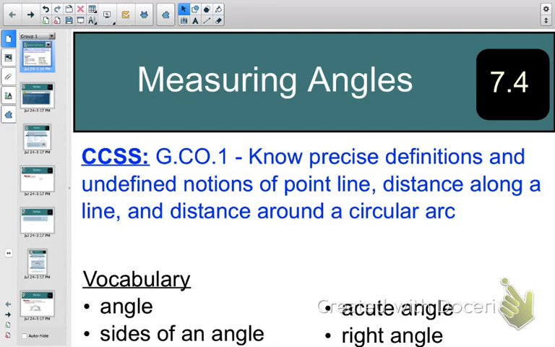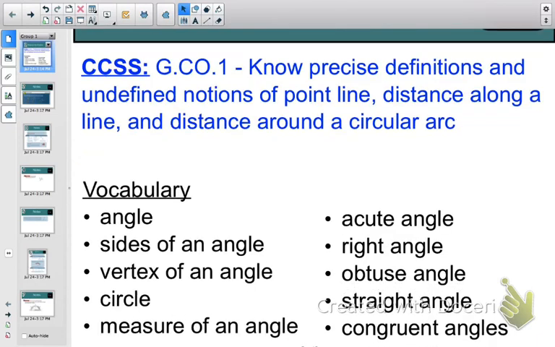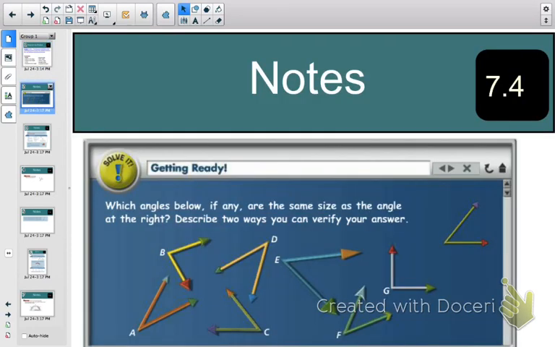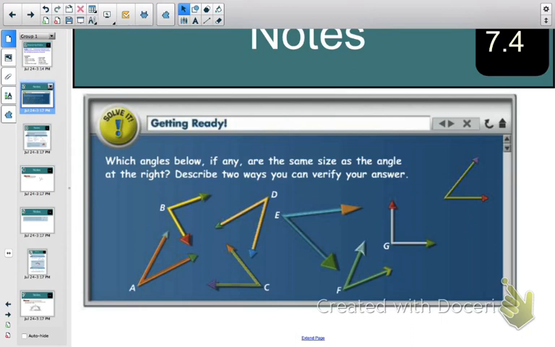So 7.4 is about measuring angles. Last time we talked about measuring segments. So some vocab, lots of vocab here, but most of it you've probably already heard of. So angle, sides of an angle, vertex, circle, measure of an angle, acute, right and obtuse angles, straight angle, and congruent angles.